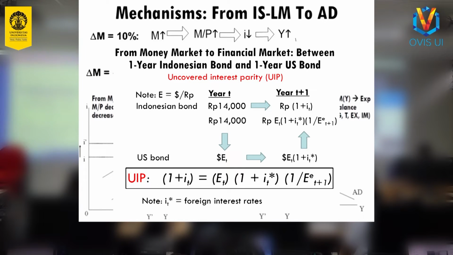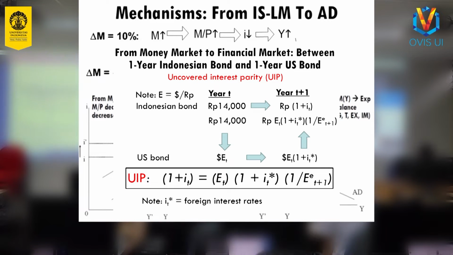But now, I complicate the story further. You want to put 14,000 into bonds, but what kind of bond? Are you going to put it into Indonesian bond or foreign bond? In this case, since I'm now in the US, I'm giving an example. What about the choice between buying Indonesian bond or American bond? Let's see what happens.